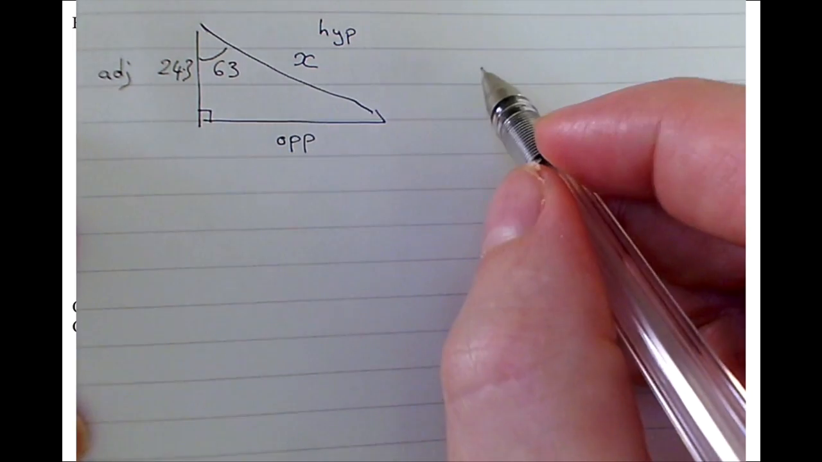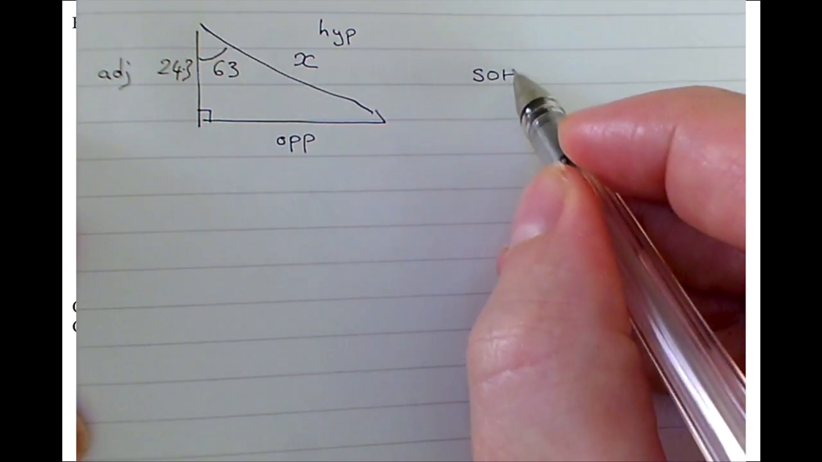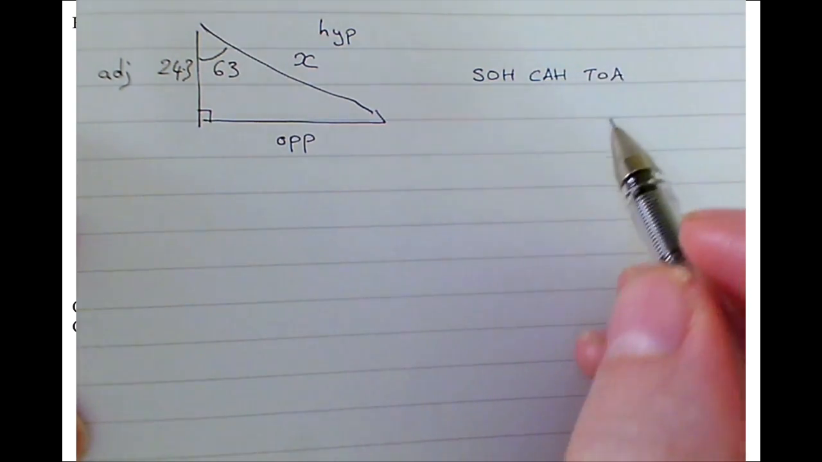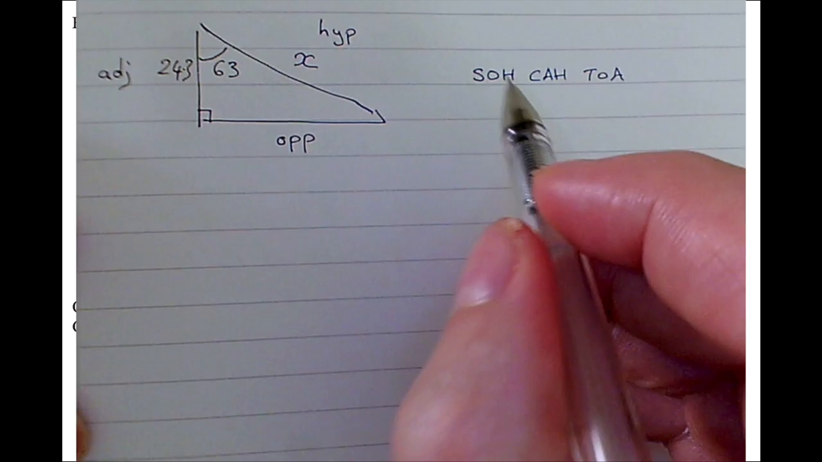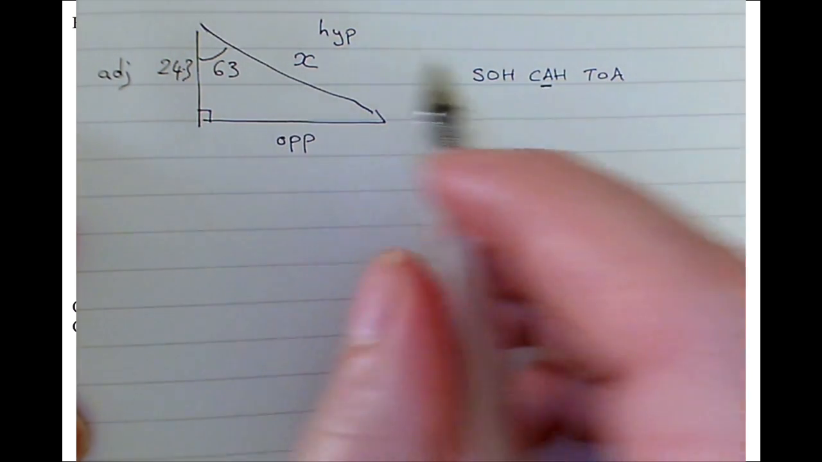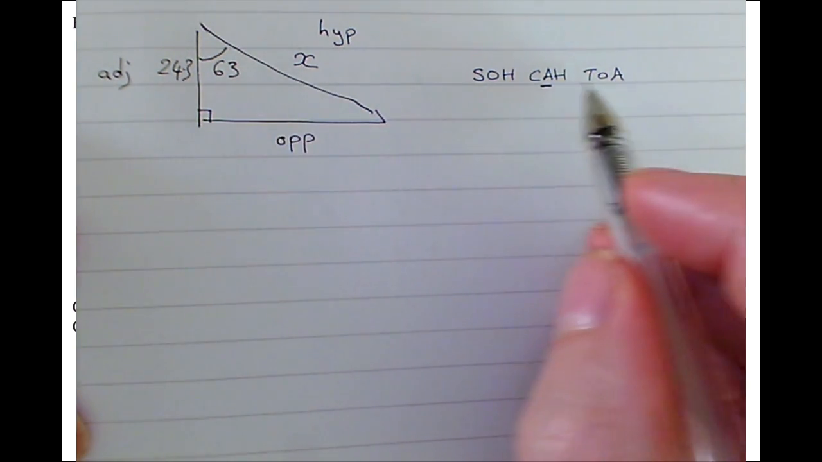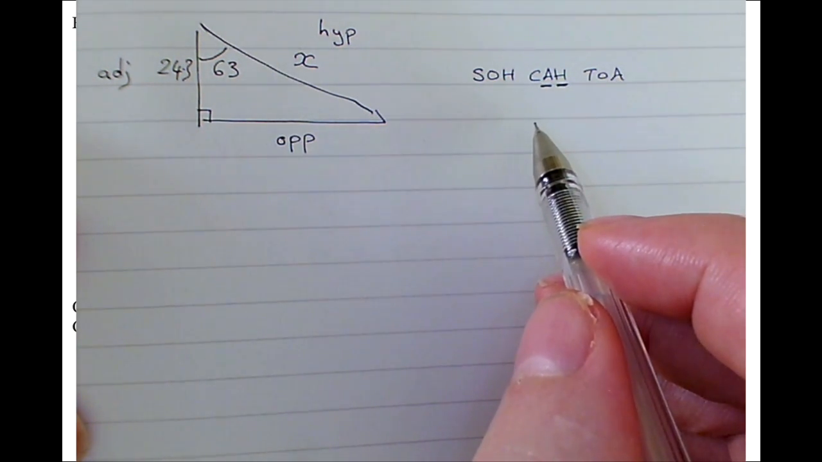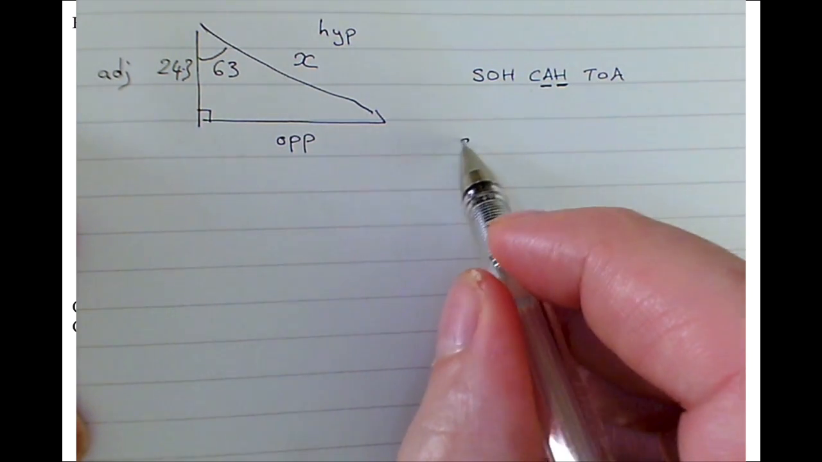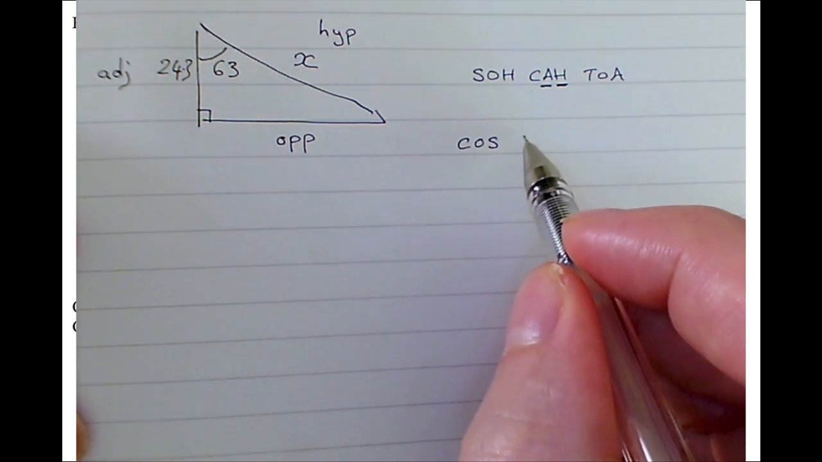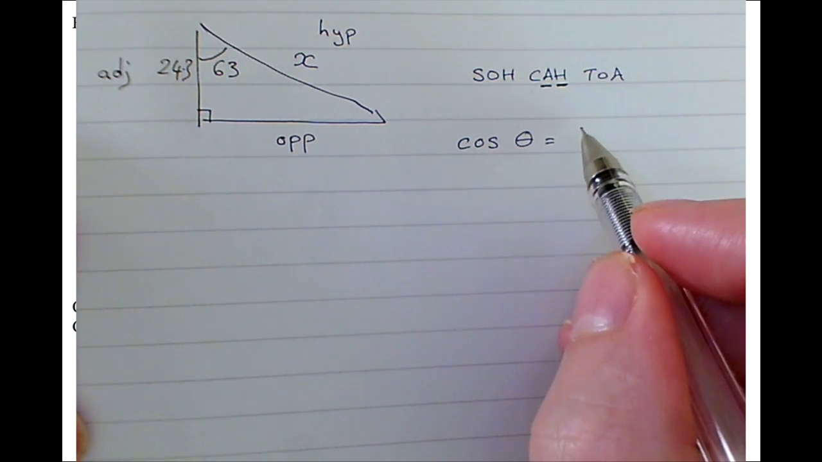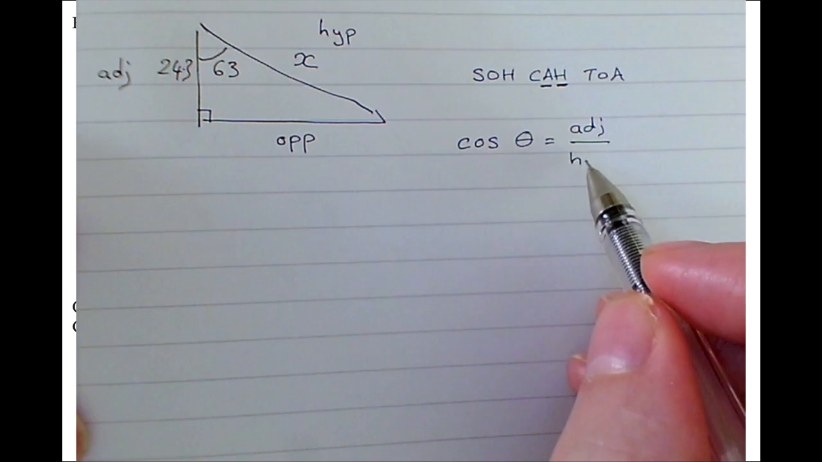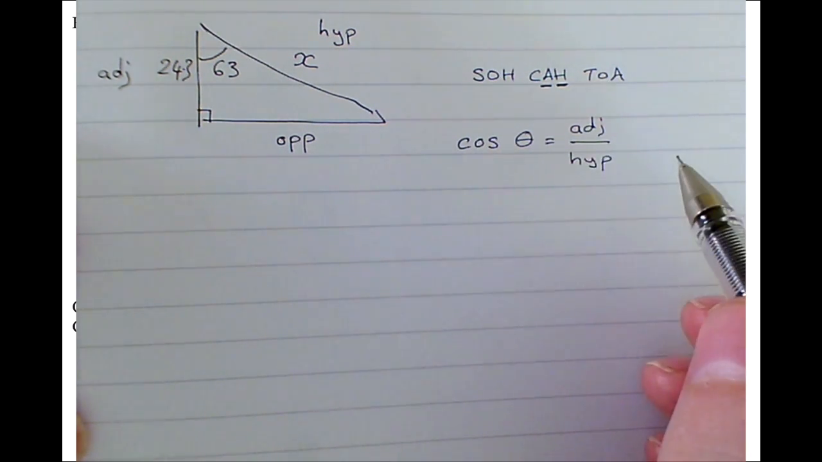Right, now if I write down the word SOH CAH TOA, I want to know the relationship that connects the adjacent with the hypotenuse, because I've got the adjacent side and I want to know the hypotenuse. That's an A and an H. And so you can see it's the cosine, the C function. The cosine of an angle is the same thing as the adjacent length divided by the hypotenuse length. That's the relationship. So let's fill in the details.